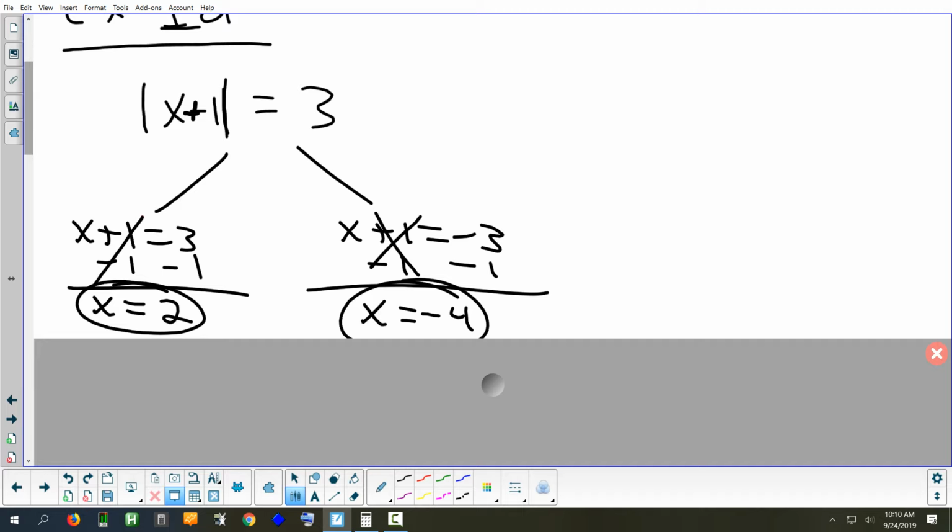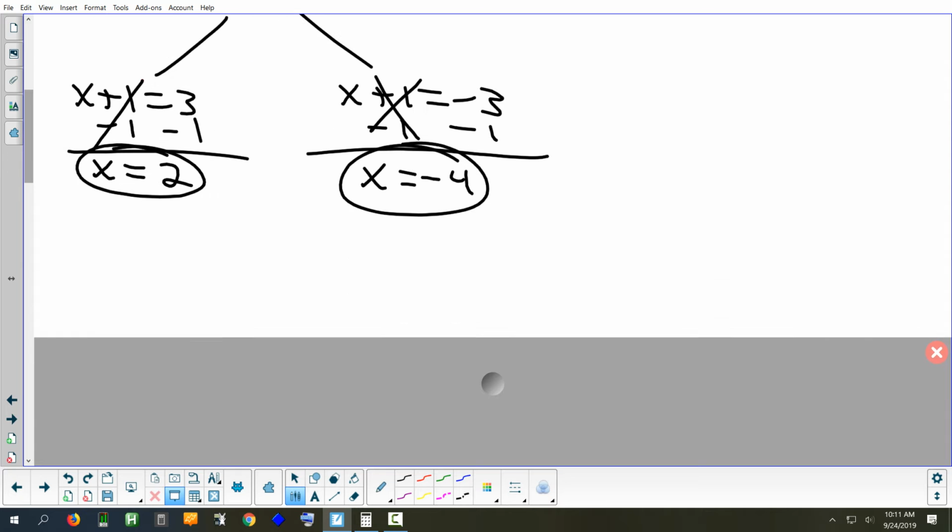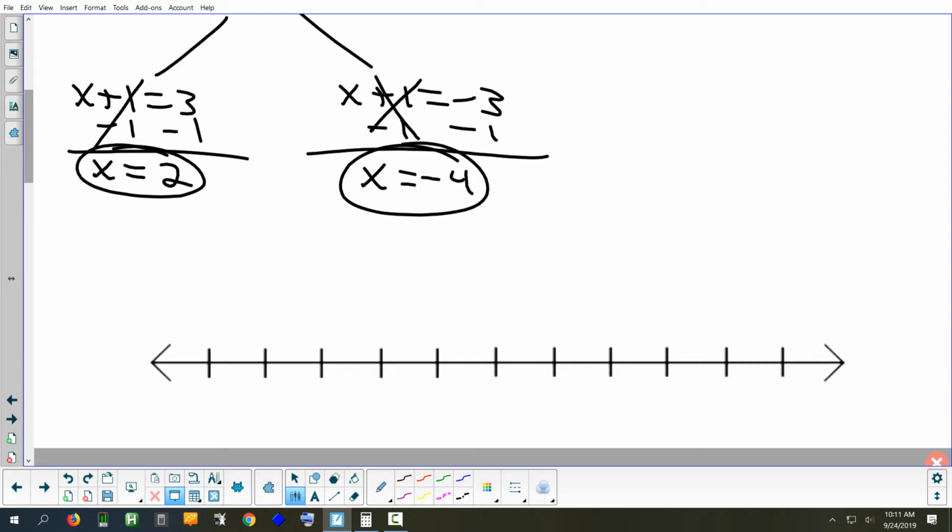So if you want to check it, you can. You plug it back in and see if it works. Now what's the other thing they said to do? Graph it. All you have to do to graph it is put a dot on the 2 answers. So you might have to number your own number line. Maybe on the test some of them might be numbered for you. Just go by 2s.